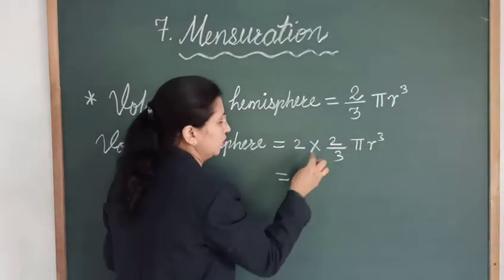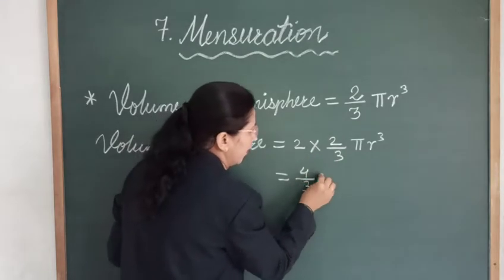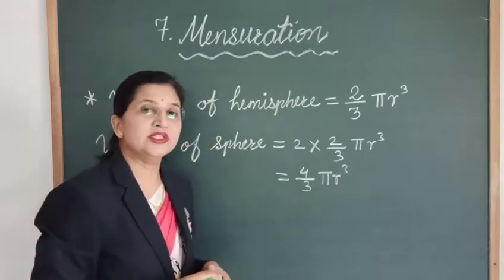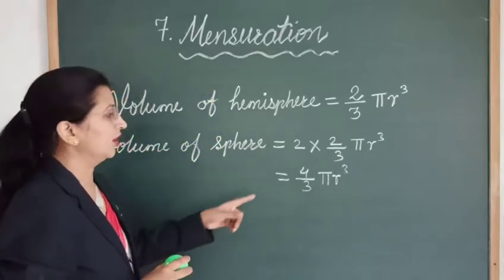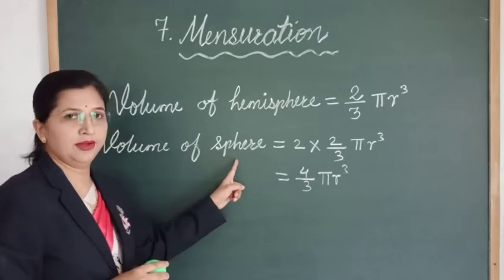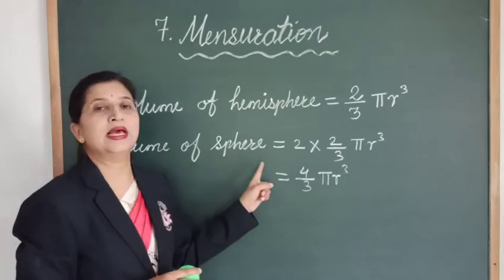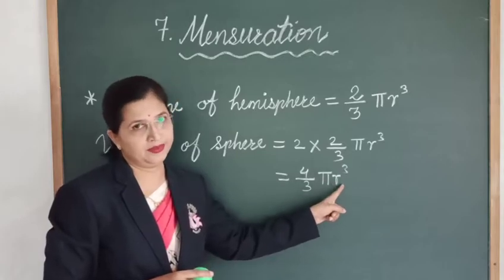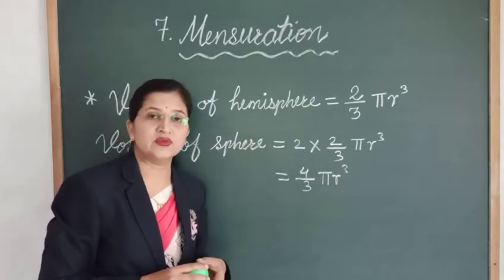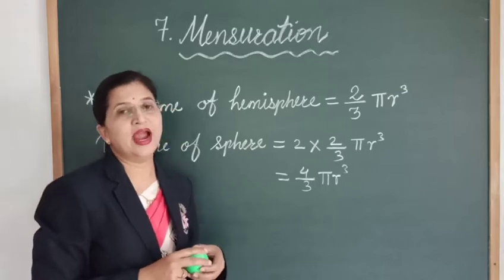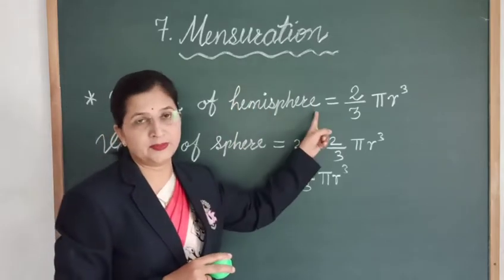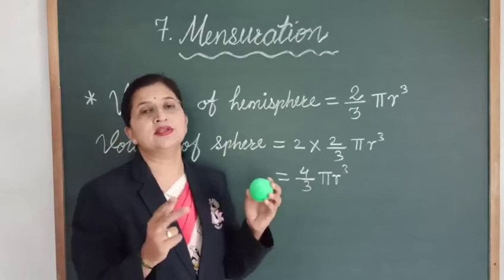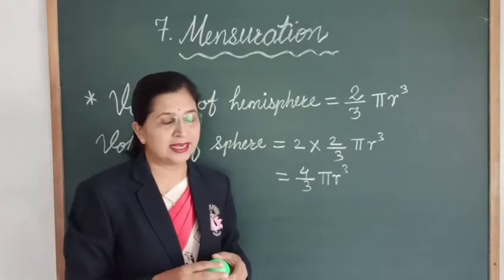Now we get 4 upon 3 pi r cube. So in this way we got the formula for the volume of a sphere. Volume of sphere is equal to 4 upon 3 pi r cube. So dear students, in this way through the activity we found out the volume of a hemisphere and the volume of a sphere. So let's use these formulas to solve the examples.